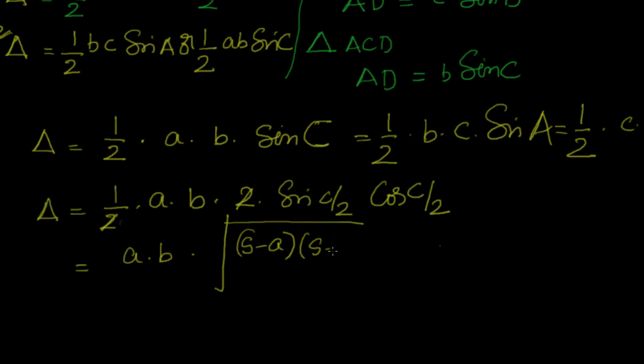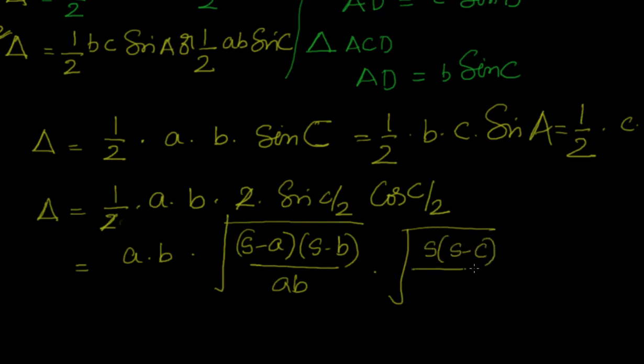This is another AB. Now it's nothing but AB by AB, because root AB into root AB, and afterwards I have s into s minus a into s minus b into s minus c. So we also verified from this formula that delta is nothing but equal to square root of s into s minus a into s minus b into s minus c.